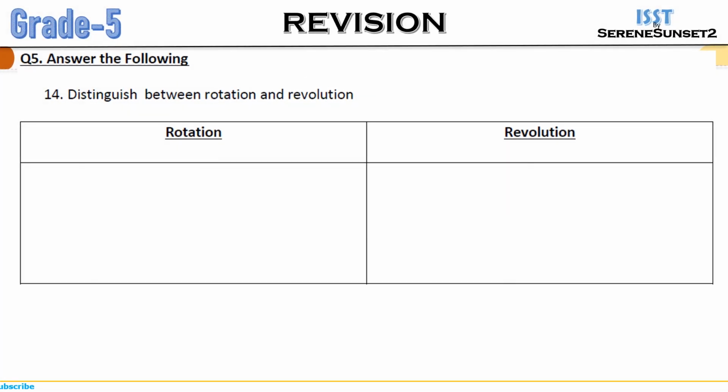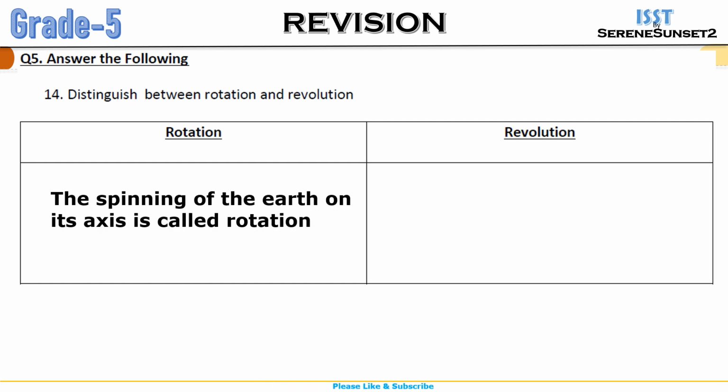Difference between rotation and revolutions. Rotation: the spinning of the Earth on its axis is called rotation. Revolutions: revolutions cause seasons.